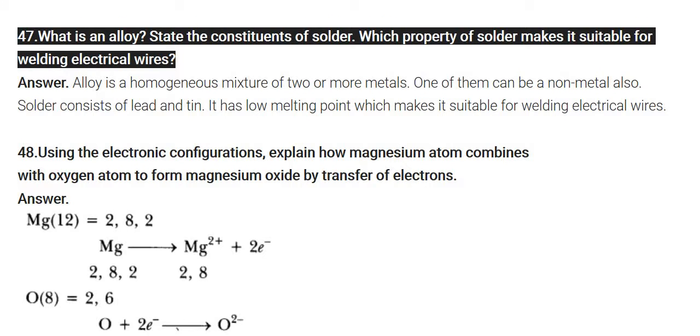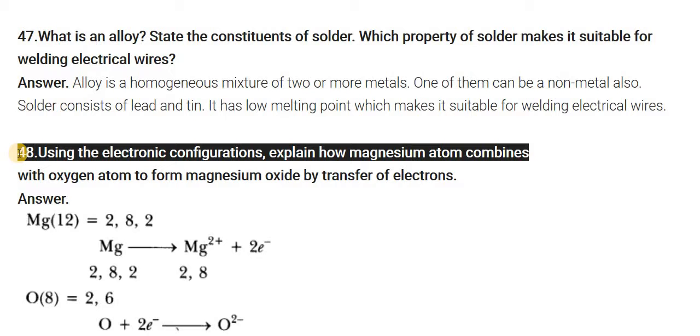What is an alloy? State the constituents of solder. Which property of solder makes it suitable for welding electric wire? As we studied in the previous video, an alloy is a homogeneous mixture of two or more metals, and solder is made of lead and tin, and it has a low melting point. That is why we use it as a soldering wire.